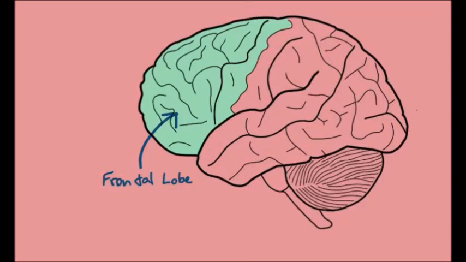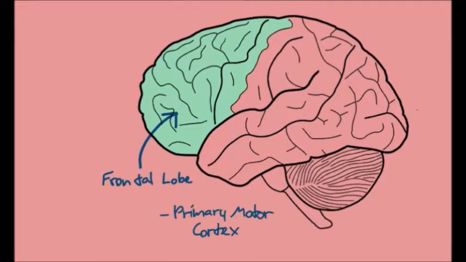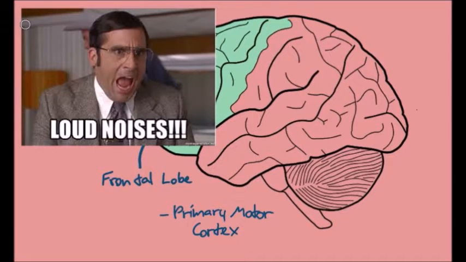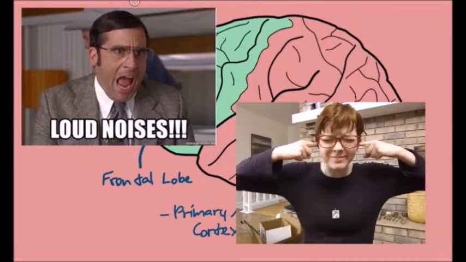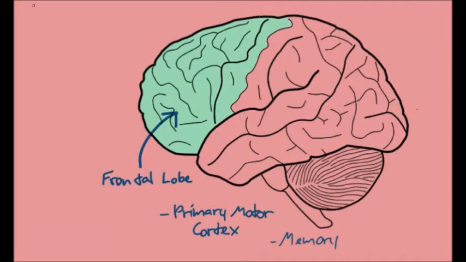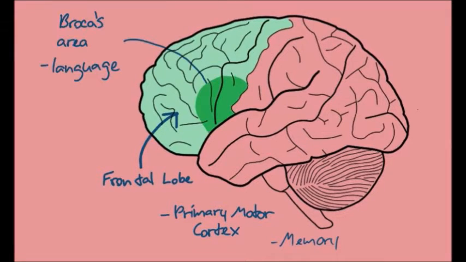So let's dive in. First off is the frontal lobe. It's the biggest of the bunch. It has the primary motor cortex, which sends messages to your body telling it to move. Like when you hear loud noises, you cover your ears. It also controls working memory, like remembering things that have happened recently. Part of the left side is dedicated to producing words and learning a language. It's called the Broca's area.